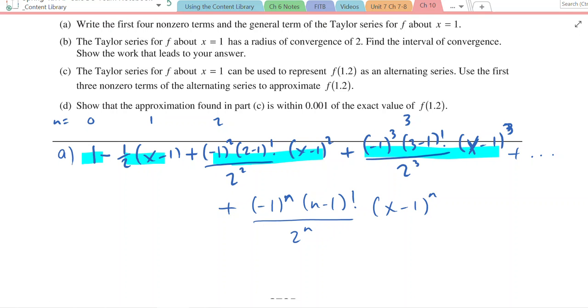Then there's part B. And in part B, they want the Taylor series for f about x equal 1 has a radius of convergence of 2. They tell you that the radius of convergence is 2 because they haven't given you the actual function. They want you to find the interval of convergence.